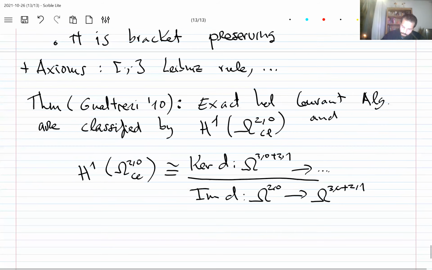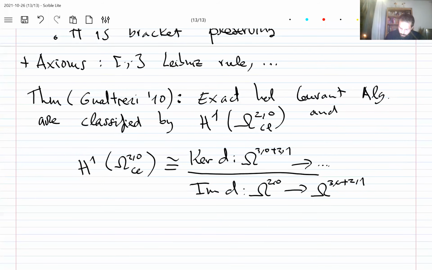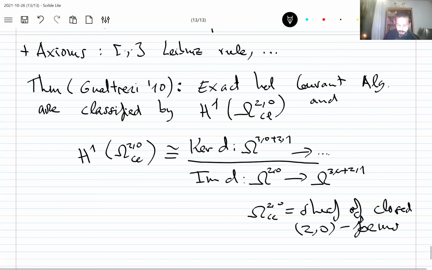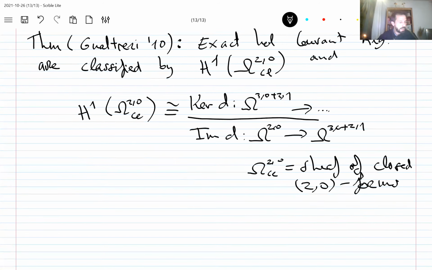Okay. So omega 2-0 closed is the sheaf of closed 2-0 forms. So notice that because we have a 2-0 form, being closed implies being holomorphic. Okay. So this term tells us how to construct these guys explicitly. So let me give you an example.